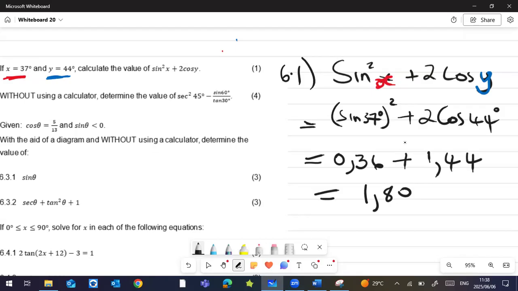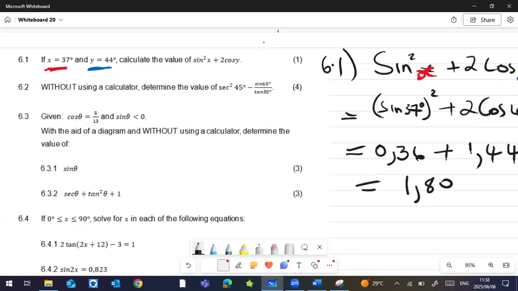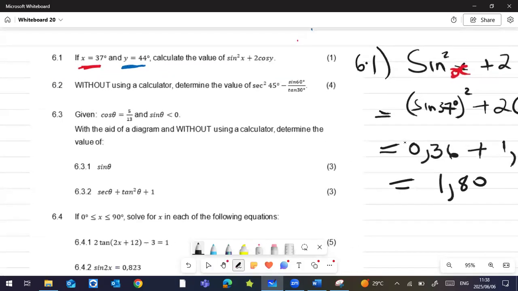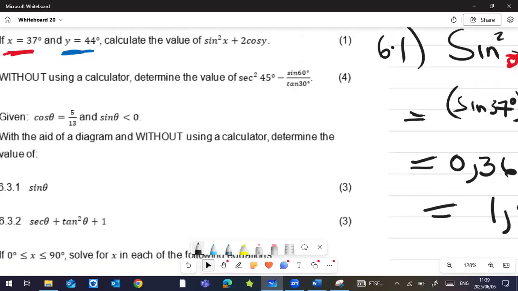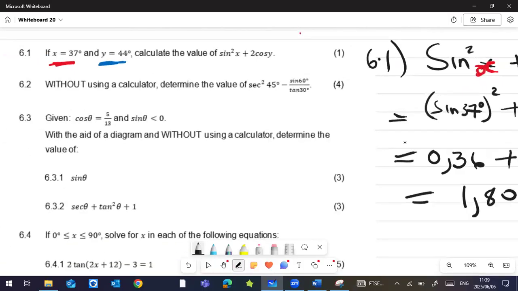Now, moving on with this paper, let us look at our 6.2. If you look at 6.2 there, they are saying without using a calculator, determine the value of, let me maximize it, secant squared of 45 minus sine 60 degrees divided by tan 30. So that's where we are going to use your special angles. Remember the special angle triangles there. That's where we are going to use them.